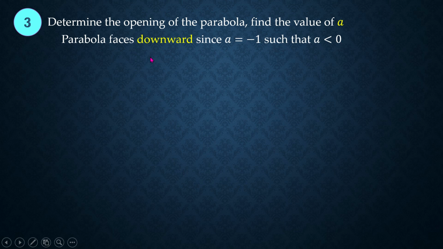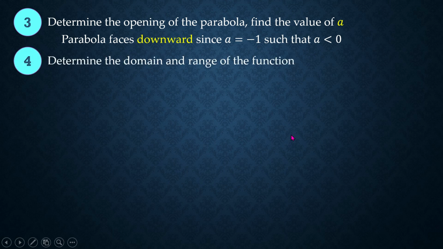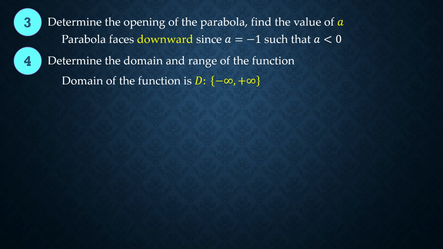Earlier, the given equation is y equals negative x squared plus 6x minus 15. It is negative x squared, so therefore a is negative 1. So, it is expected that the graph faces downward. Determine the domain and range of the function. Obviously, the domain is the set of all values of x, negative to positive infinity. While the range is y less than or equal to negative 6.